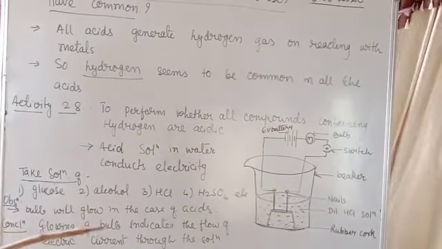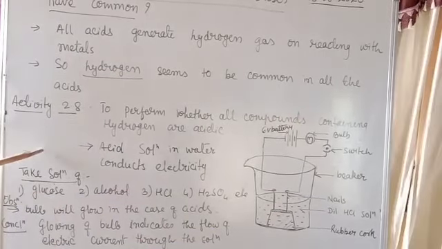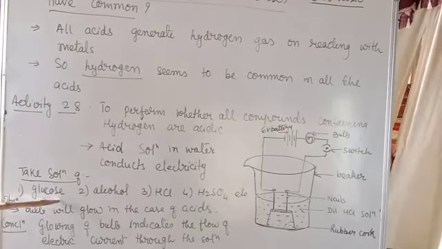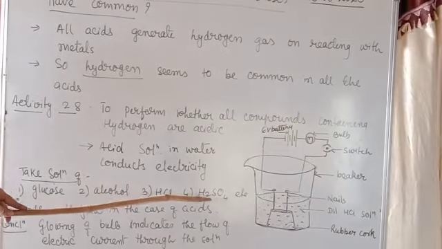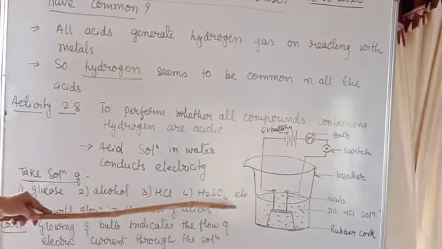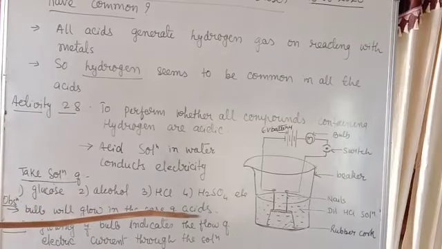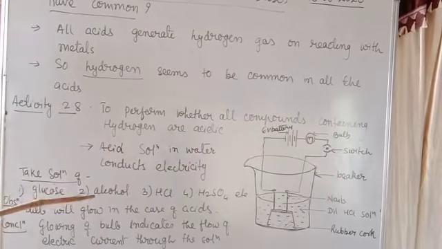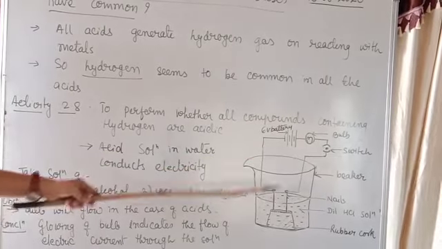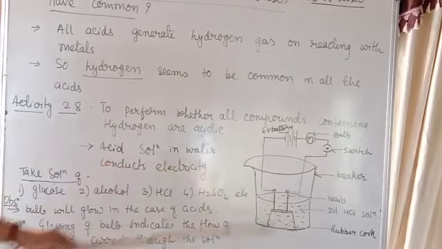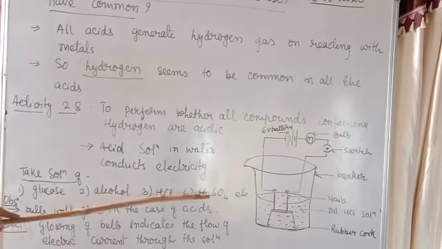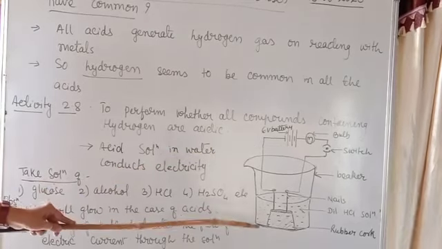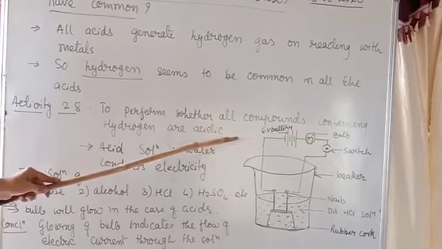Now what is our activity? Take solutions of glucose, alcohol, HCl and H2SO4 etc. You change the solution and check whether the bulb glows or not. For all the cases, you take glucose, switch on and see whether the bulb glows or not. Then for alcohol, for HCl and for H2SO4. If possible, I will show you this activity.